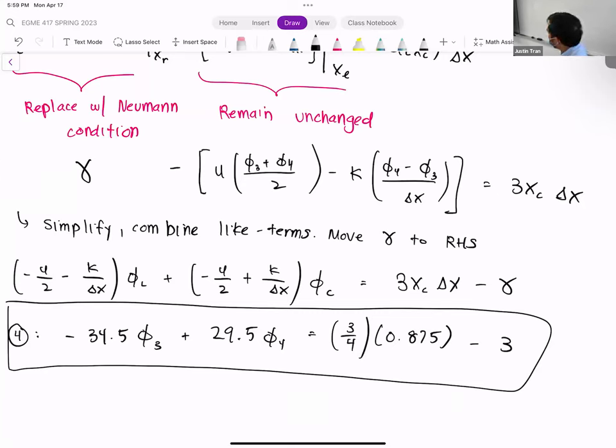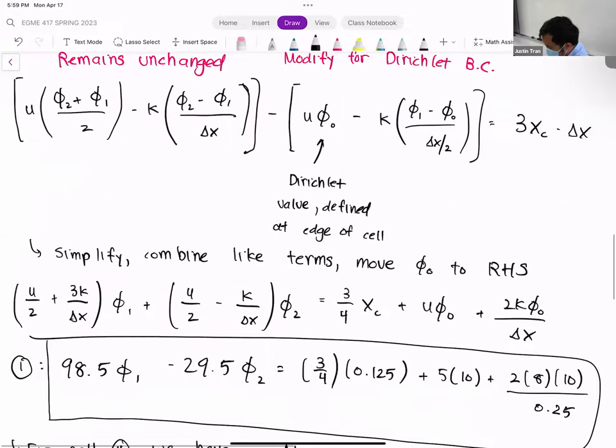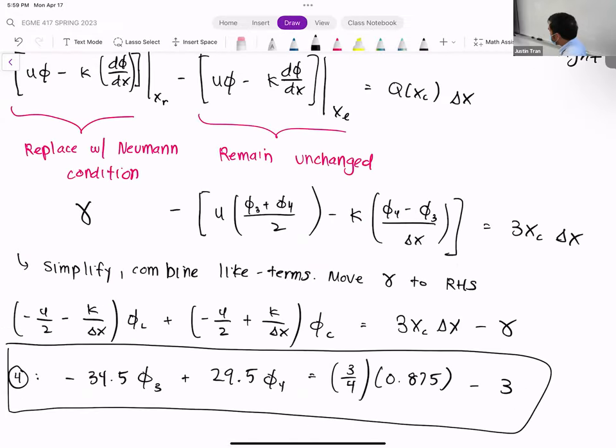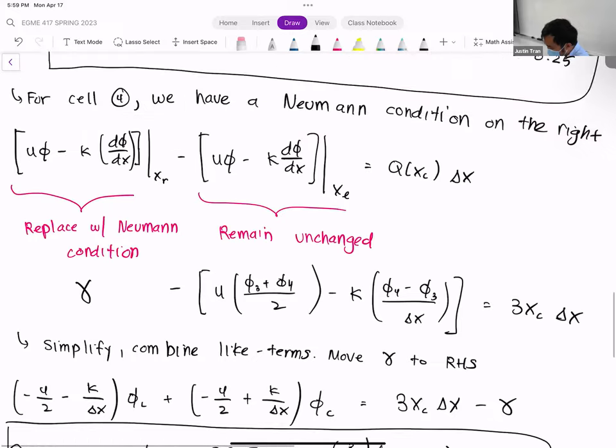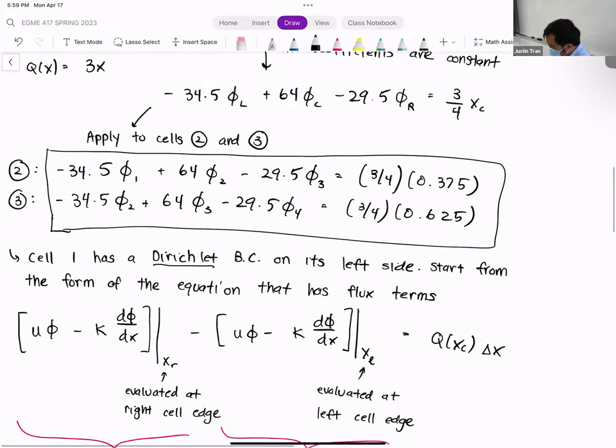Okay. All right, so that's the hand calculation portion of this problem. So we have our four equations here, right? Next thing I want to show you is how to implement this in code. As we implement this in code, I want you to take note that we have three cases here. We have the case where, if we had an interior cell, then our equation takes a certain form.